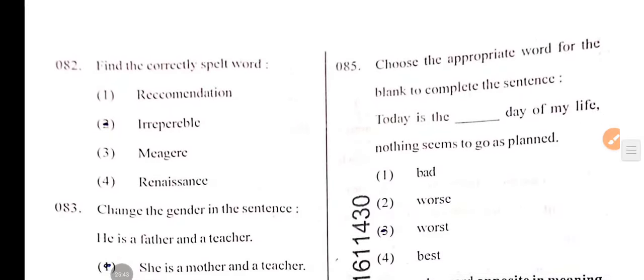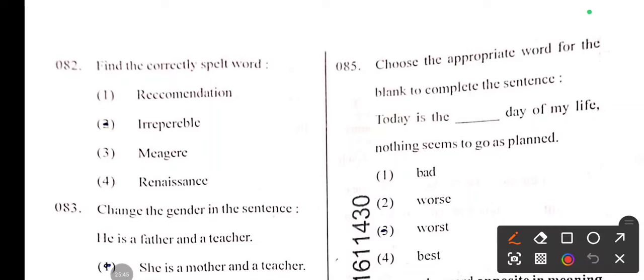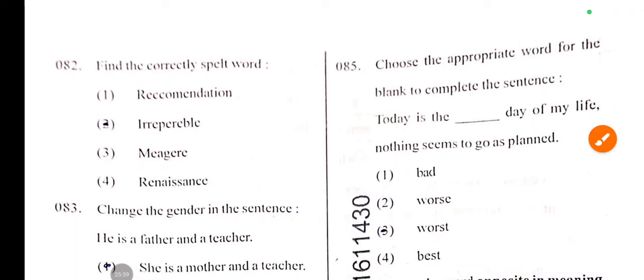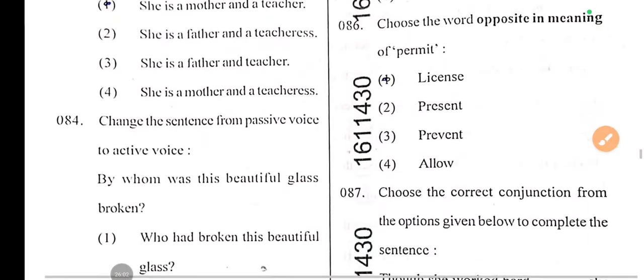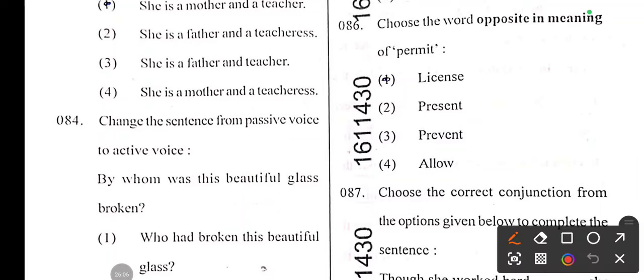85. Choose the appropriate word for the blank to complete the sentence. Today is the dash day of my life. Nothing seems to go as planned. Option 3, worst. 86. Choose the word opposite in meaning of permit. Option 3, prevent.